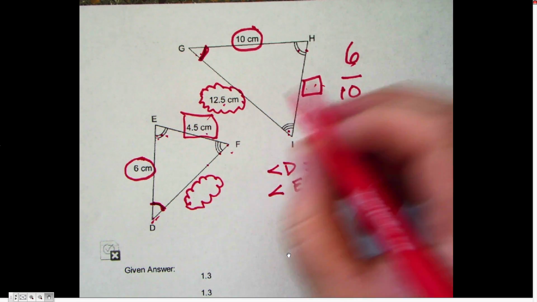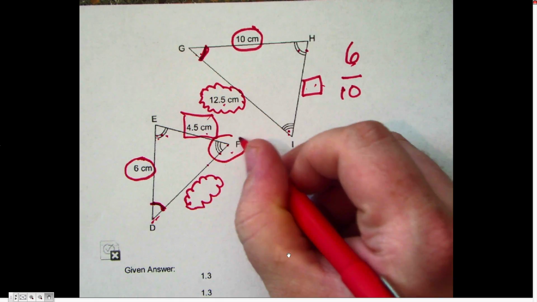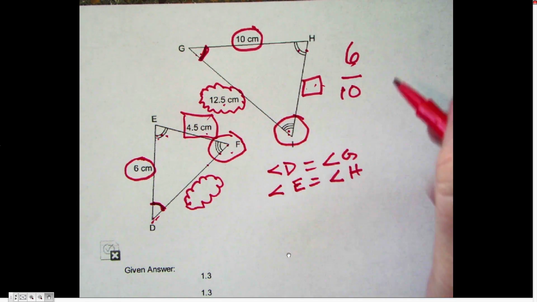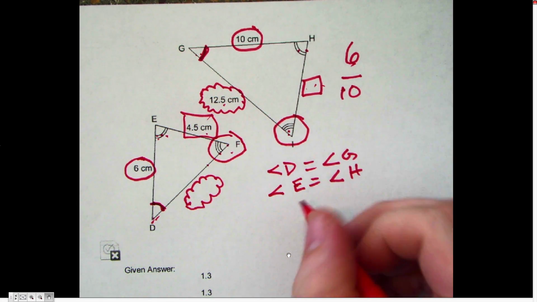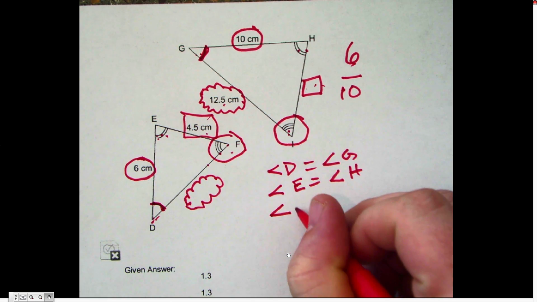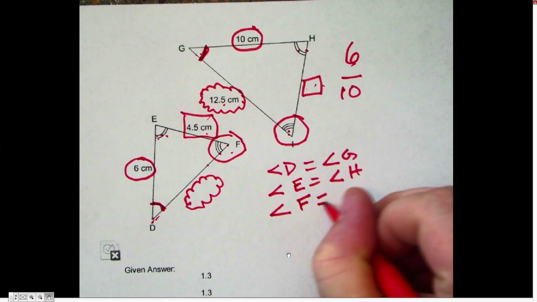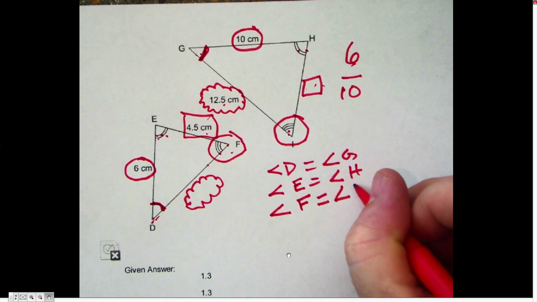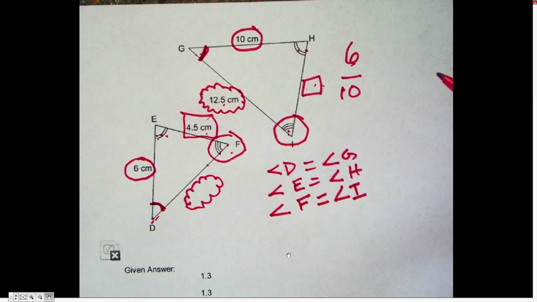If we move on, this has 3 lines and this has 3 lines, so that tells us that this angle and this angle are the same. If we put them right up next to each other, they'd be the same. So we see that angle F is the same thing as angle I.